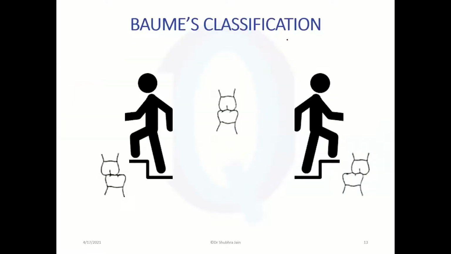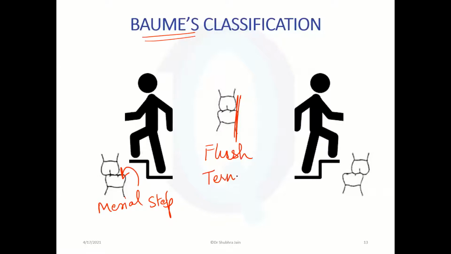Next, we are going to see the molar relationship. How is the molar relationship? This is characterized when Baume's classification is followed. If you see a molar and you can hop on this molar, you can actually stand on this molar from a mesial aspect, it is called a mesial step relationship. When it is flat, it is a flush terminal plane. And when you can hop on the molar from the distal aspect, this is called a distal step relationship.